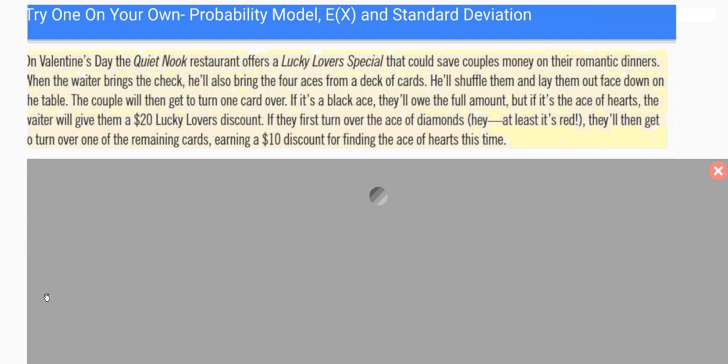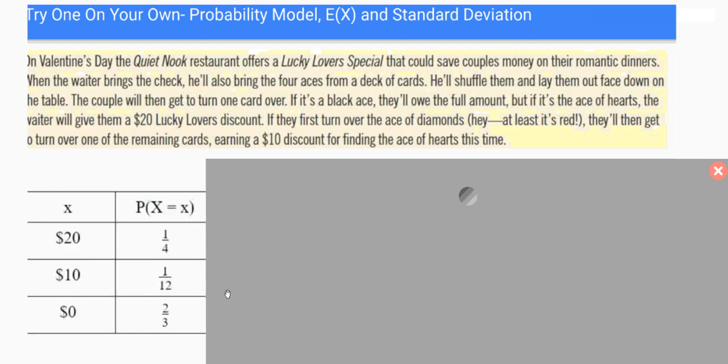So the outcomes aren't the challenge. It's the probabilities that come with them that I think are going to pose the challenge. So here's the probability model with their probabilities. Most people can see the $20 probability because there are only 4 aces brought out, and only one of them will pay you $20. So if you get a heart on that first flip, you get your $20 discount, and it's as easy as that. But then the rest of it gets a little confusing for some people.